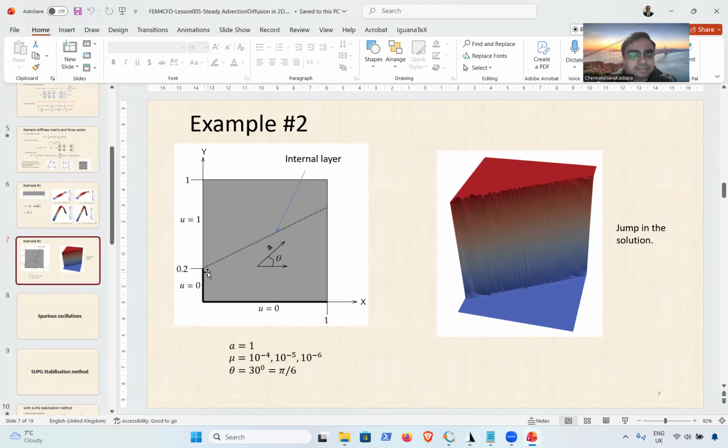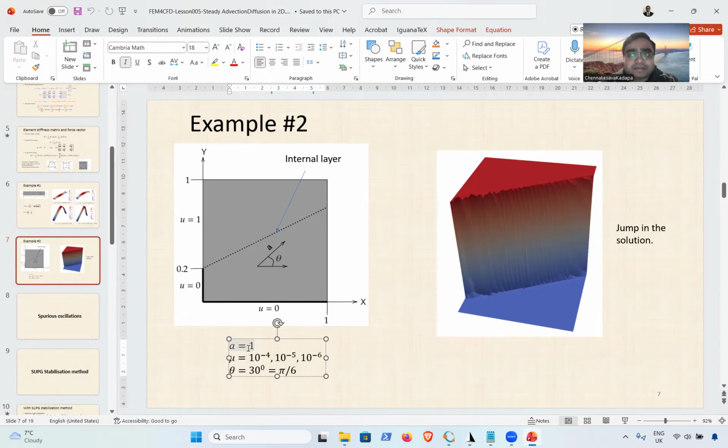The boundary conditions are such that on this edge from 0.2 to 1, we have a non-zero Dirichlet boundary condition, that is u equal to 1, and on this edge, shown as a thick black line, we have a 0 Dirichlet boundary condition. And we have an advection in the specified direction. So we have this advection vector in the specified direction.